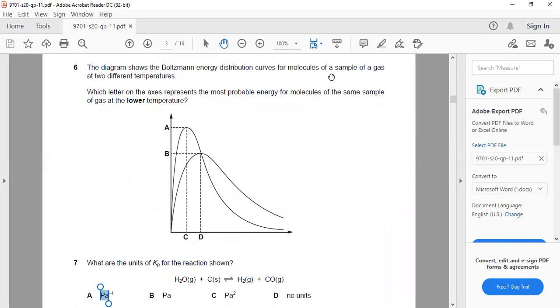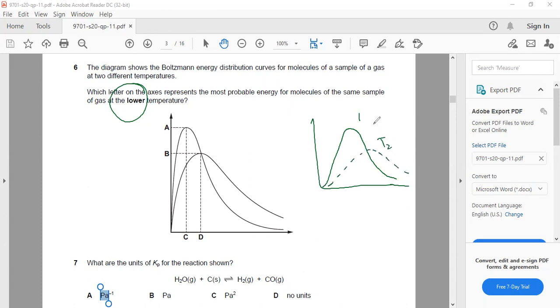Boltzmann distribution curve. Whenever something is given in bold, the first thing you have to do is circle it. Lower temperature. Which letter on the axis? Keep in mind, if it is higher temperature, the lower temperature peak is slightly different. T2 is higher than T1.